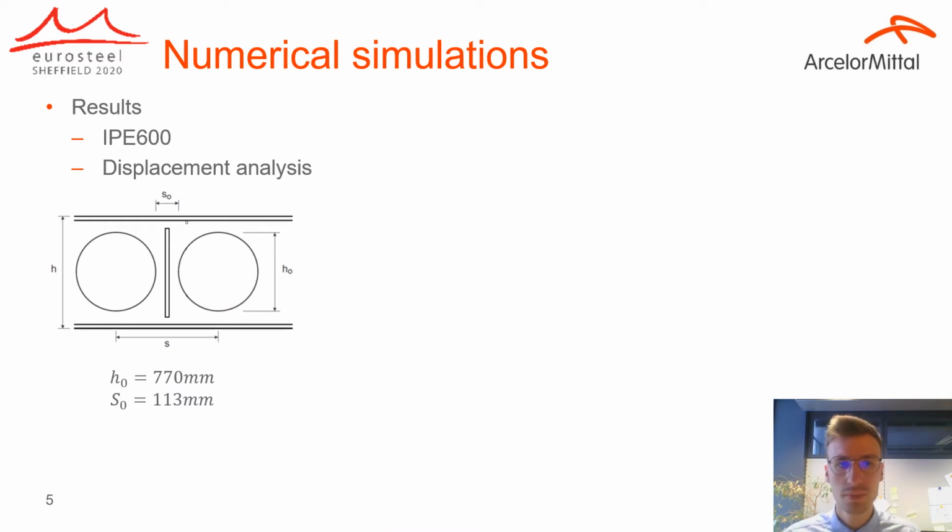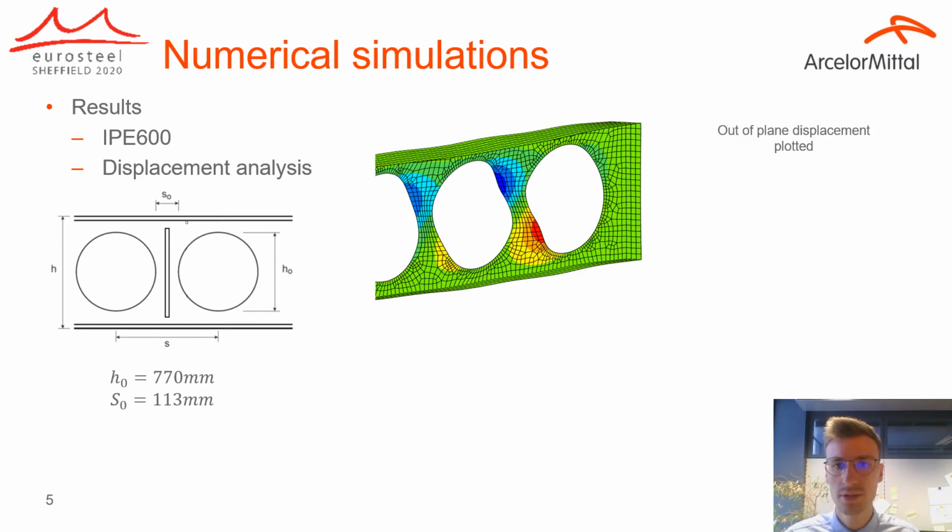The results we obtained in terms of displacement. Here I'm presenting a case with an IPE 600, and here you have the dimensions of the opening and of the web post. And here is the out of plane displacement of the beam, and you can clearly see that you have a web post buckling failure.